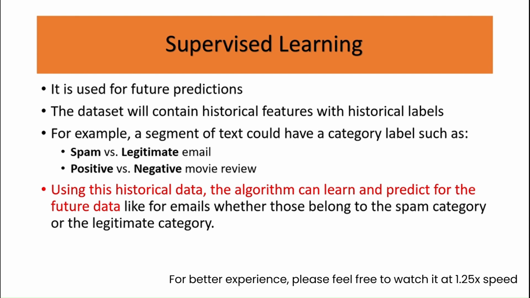Then it could be positive or negative movie reviews. Using this historical data, the algorithm can learn and predict for future data of the same kind, like for emails, whether those belong to the spam category or the legitimate category.